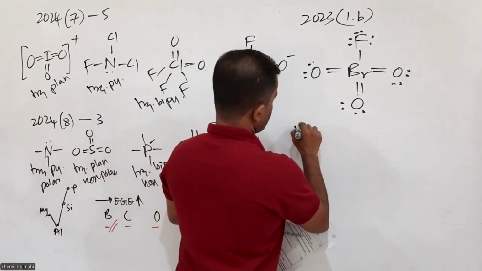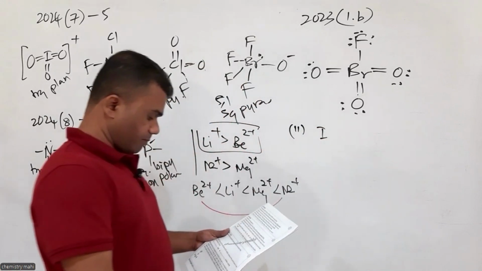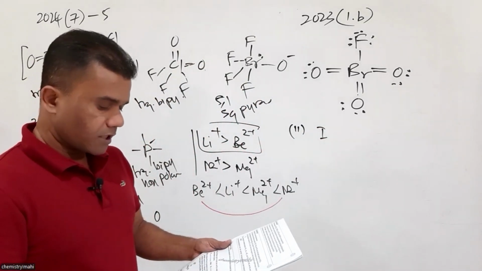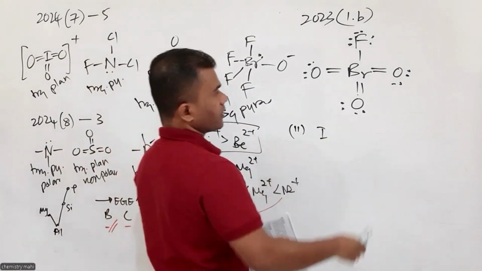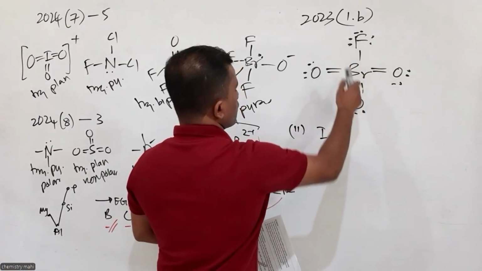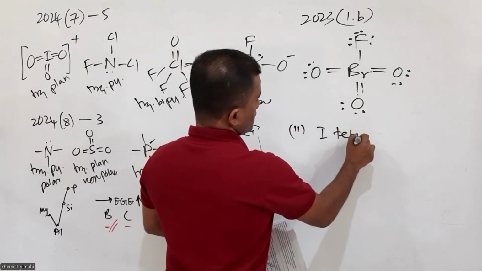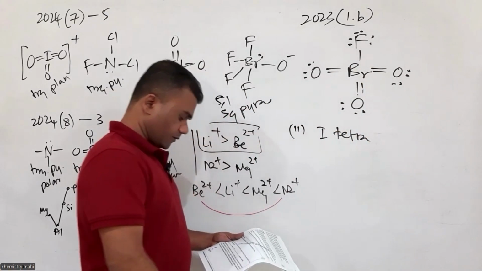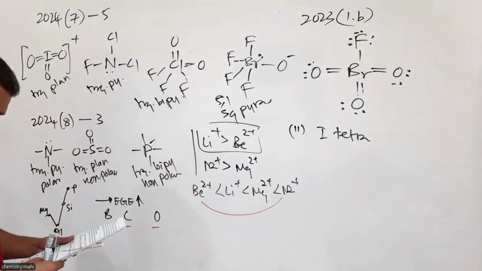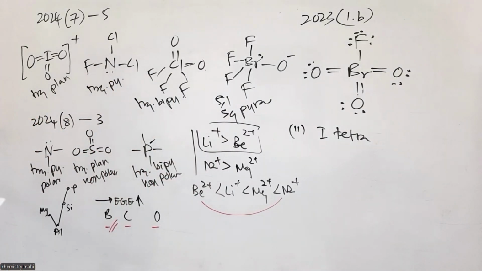Second, they ask to give the shape and the oxidation number. Oxidation number, I ignore the shape. There are 1, 2, 3, 4, 4 groups, 0 lone pairs. It should be a tetrahedral shape around the central atom. Tetrahedral.